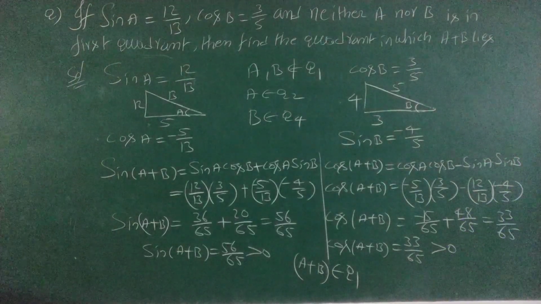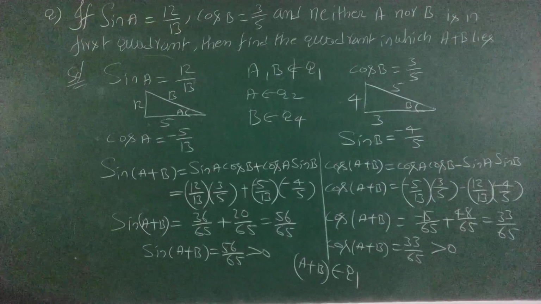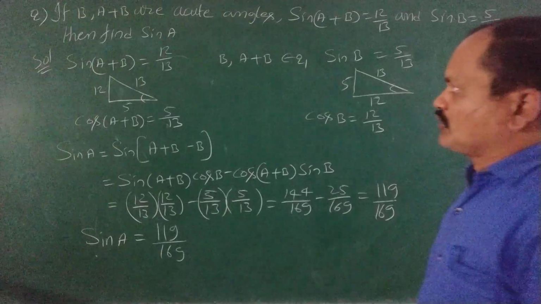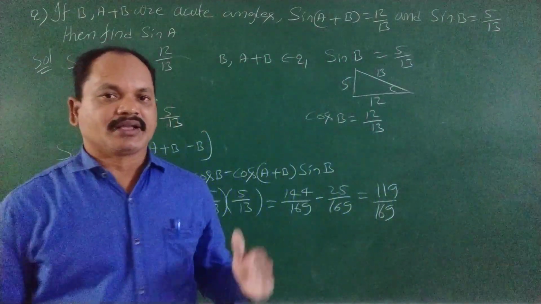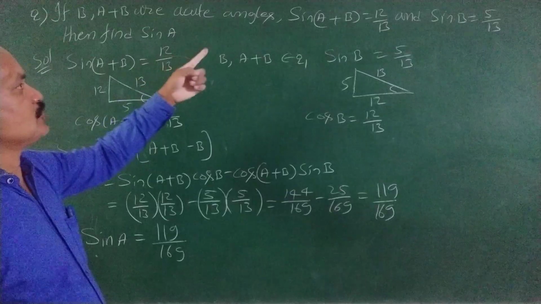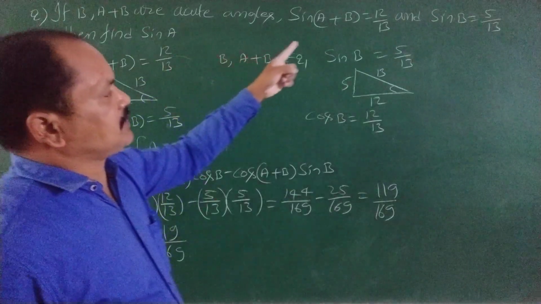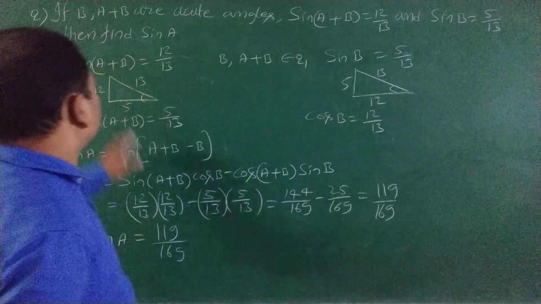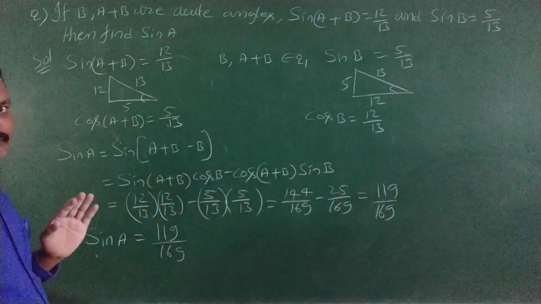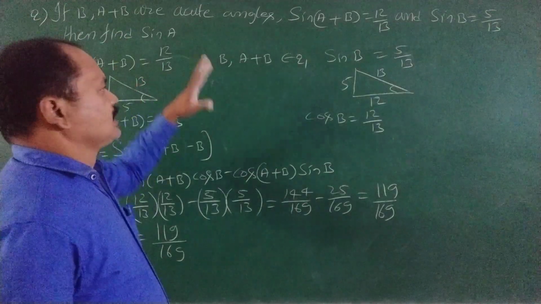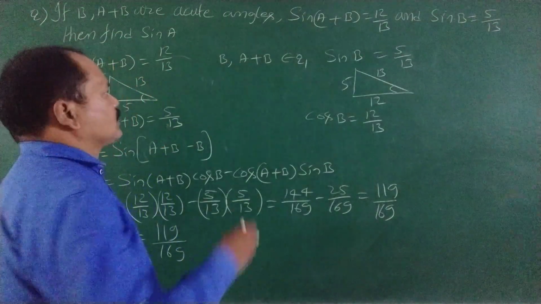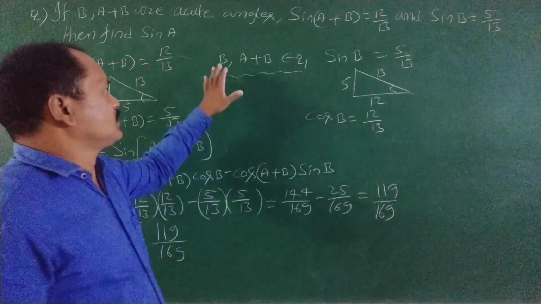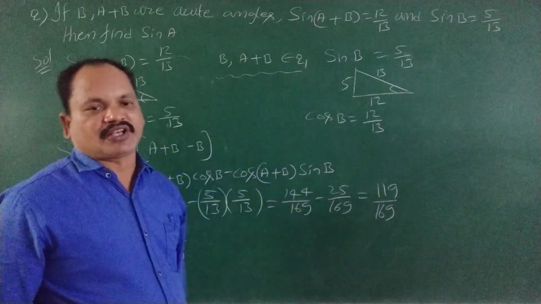Now we are going to another model. Now the question is, if B and A+B are acute angles and sin(A+B) is 12 by 13, sin B is equal to 5 by 13, then find sin A. Actually, B and A+B are acute angles. Acute angles means they lie in the first quadrant. That's why B belongs to Q1, A+B belongs to Q1.